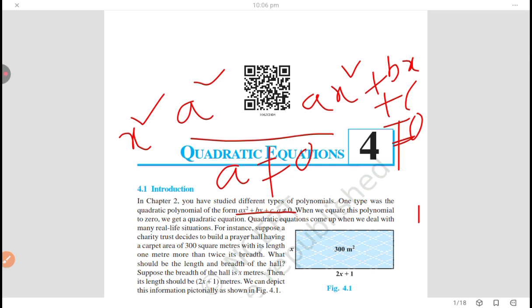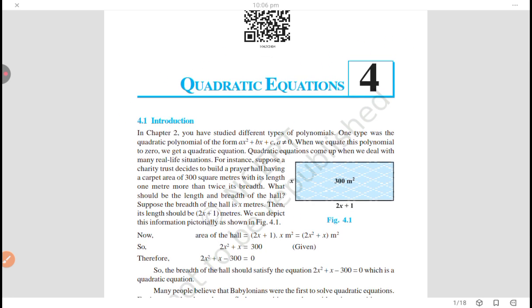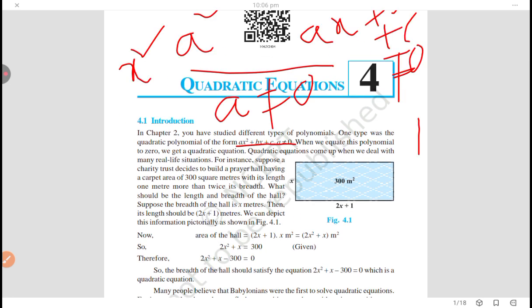So here some examples are given. When you equate the polynomial with 0, you get the quadratic equation. Quadratic equations come up in dealing with many real life situations.